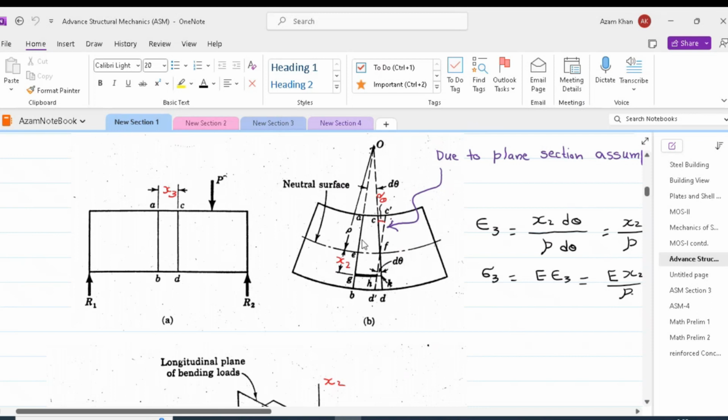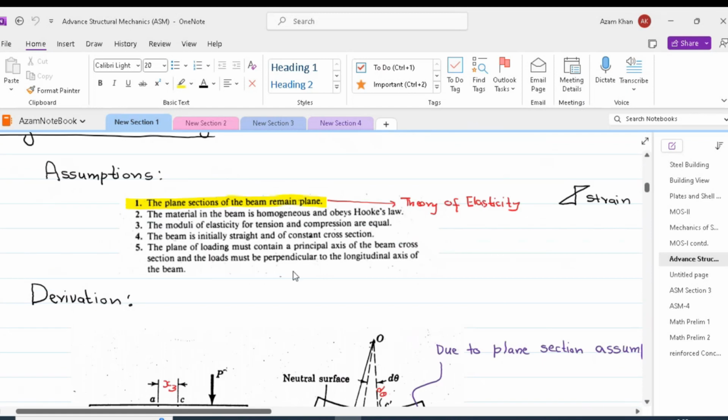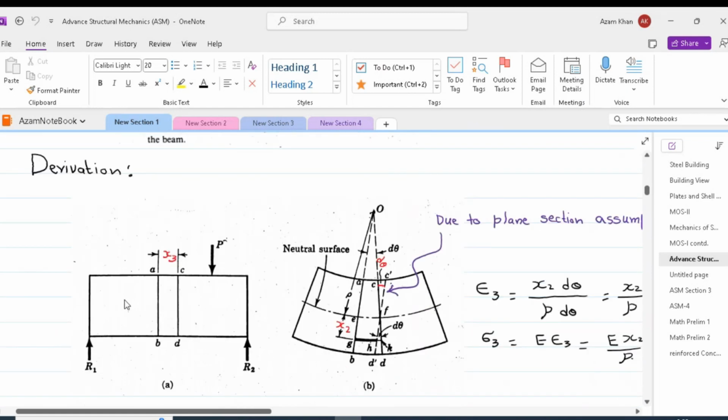bending of the beam, these two fibers will orient in such a way that the top points A and C will come closer to one another and the bottom points B and D will go further from each other. However, the fiber AB will remain perpendicular to the neutral surface. So, plane sections of the beam remaining plane meant that AB, which is straight before application of the load, will remain straight and plane after application of the load.